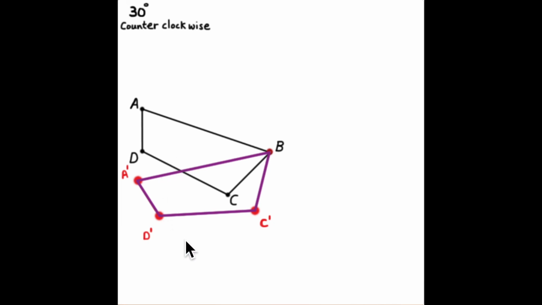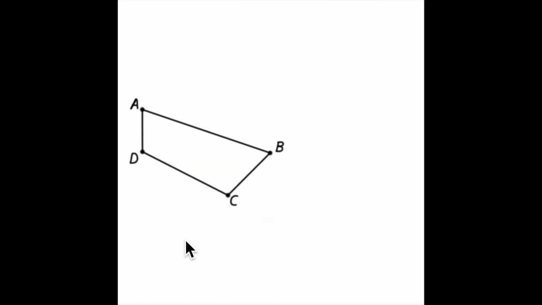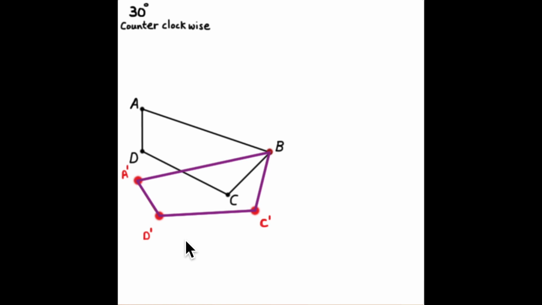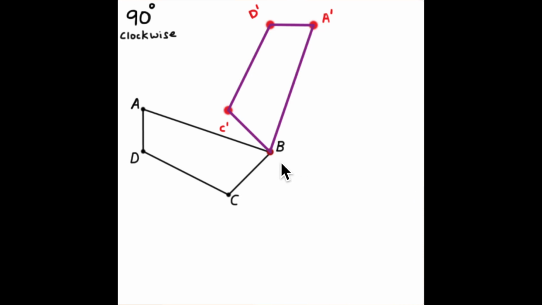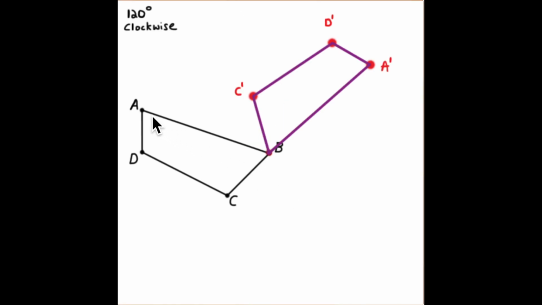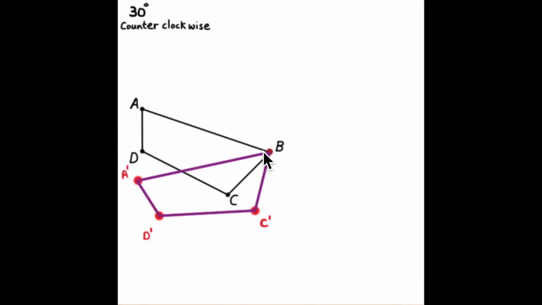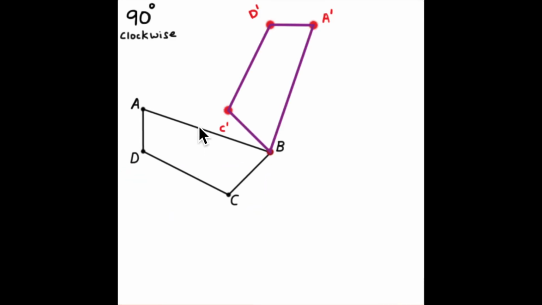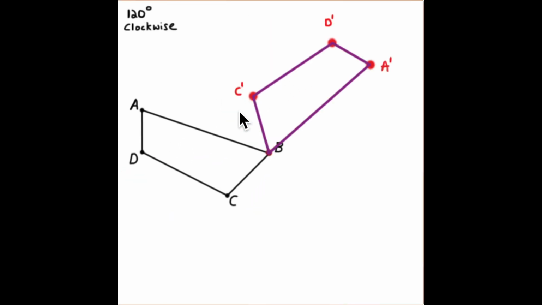rotated 30 degrees counterclockwise. And if we compare that to the other two, so this is 30 degrees counterclockwise, this is 90 degrees clockwise. Look at A to A prime, you can see that's 90 degrees, and this is 120 degrees clockwise, A to A prime. So let's do that one more time, just looking at A to A prime. This is 30 degrees counterclockwise, 90 degrees clockwise, and 120 degrees clockwise.